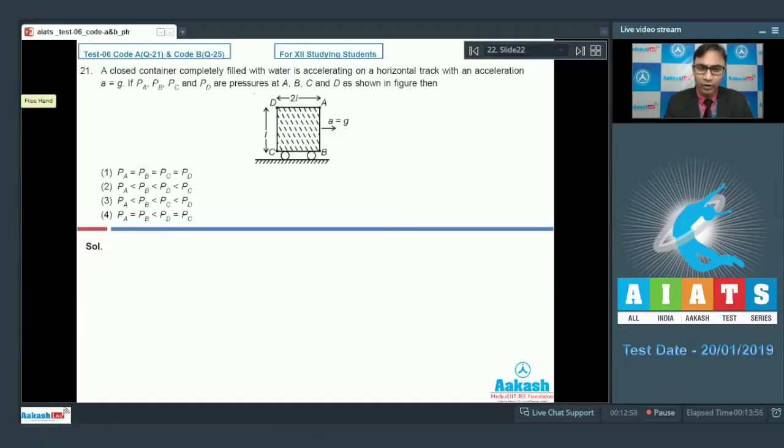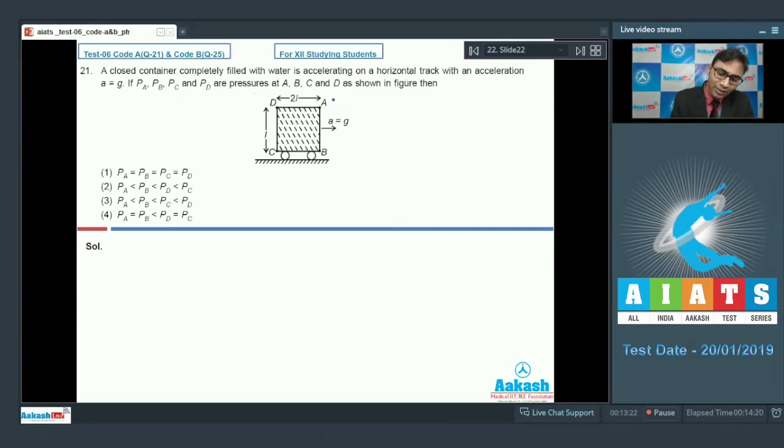In question number 21, it says that a closed container completely filled with water is accelerating on a horizontal track with an acceleration a equal to g. If PA, PB, PC and PD are pressures at A, B, C and D as shown in the figure, then we have to calculate the relation between the pressures at A, B, C and D, right?